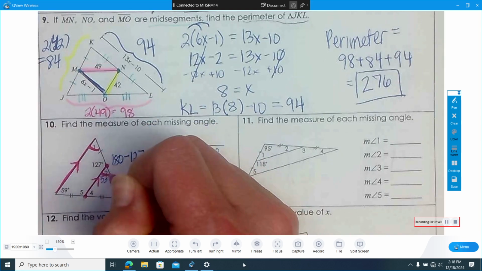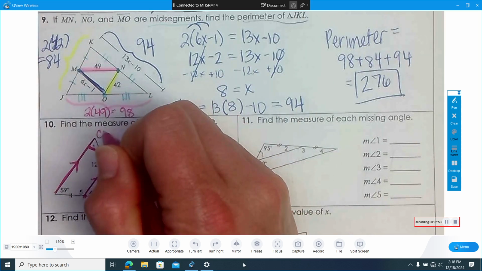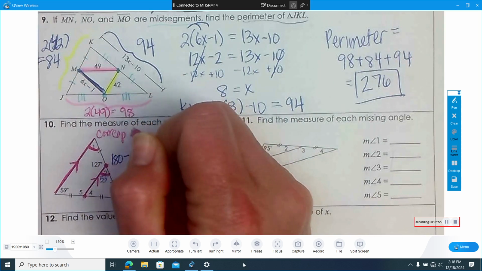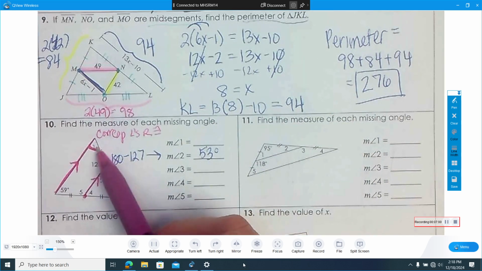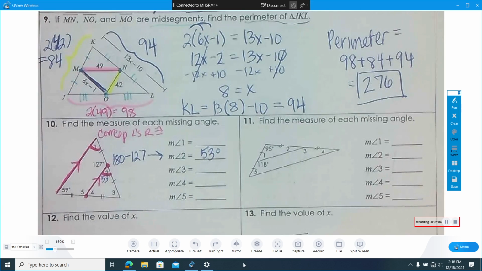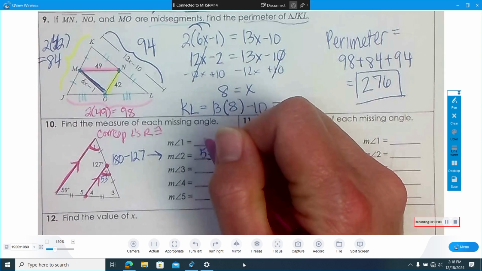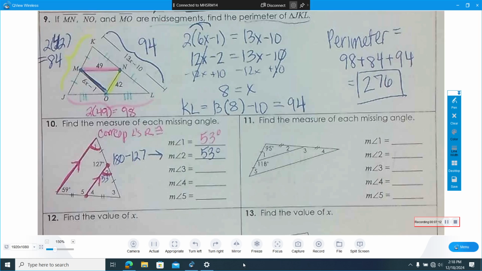Corresponding, yes. Angle 1 is congruent to angle 2 because corresponding angles are congruent. Parallel lines, and they are both sitting just below that parallel line there, in a similar position. All right, so angle number 1 is also 53 degrees. Do we have more corresponding angles? What else?